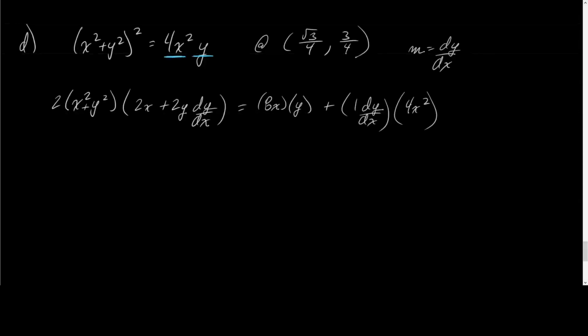Well, before that, let's see. I'm going to distribute this 2 into here. So I end up with x squared plus y squared is equal to 4x plus 4y dy dx.